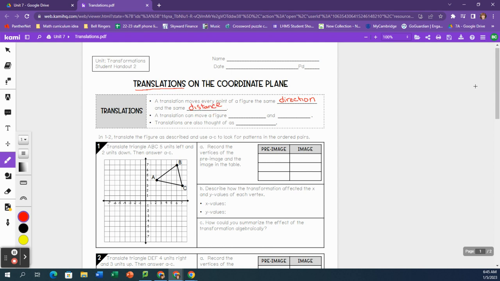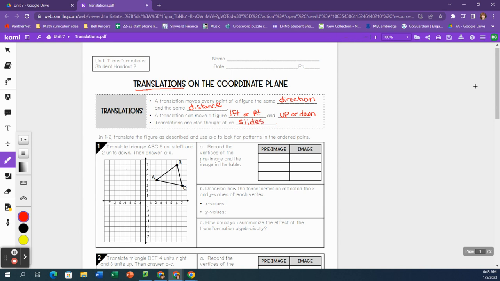Okay. A translation can move a figure left or right, and it can do it up or down. It can do both. It doesn't just have to do one. Translations are also thought of as slides. Slide to the left, slide to the right.